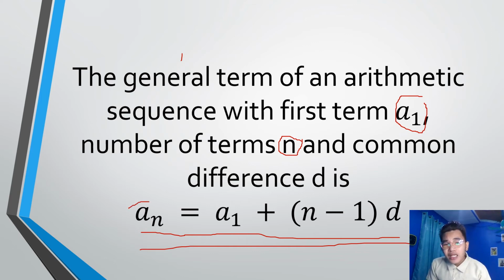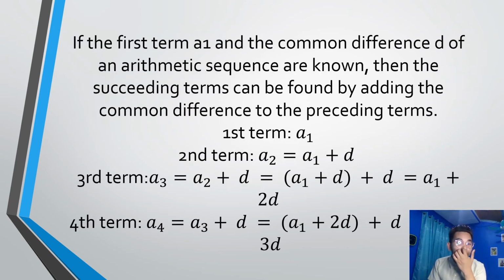So, sa galit ni, si a sub n is ikapila siya nga term, si n, number of terms. Si a sub 1 is the first term. N is number of terms, then minus 1 times d. Okay, so this is actually how we derive that formula from the previous slide. So, first term is a sub 1.